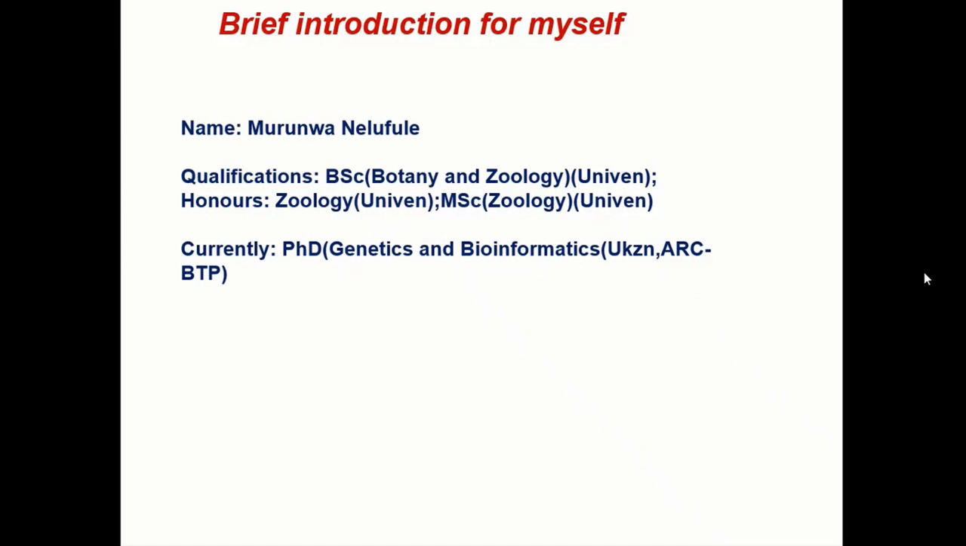In terms of my qualifications, I have my BSc and my BSc honors. My first degree was in botany and zoology, which I completed in 2015. If you do botany and zoology, you major in things like cell biology and biodiversity. You are also allowed to add plant anatomy, plant physiology, conservation biology, and some electives where you do computer literacy theory, some physical science, statistics here and there, and mathematics.